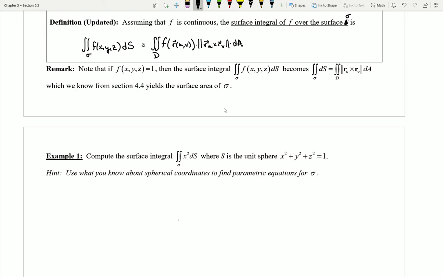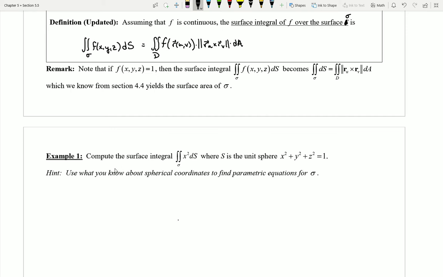In the last video, we took a look at the definition that you see here at the top of the screen. Now, this definition allowed us to compute what we are going to be calling a surface integral. But it required something very important. It required that the surface sigma that we were working with could be parameterized. And so that's going to be an important thing that we'll see down here in example number 1.